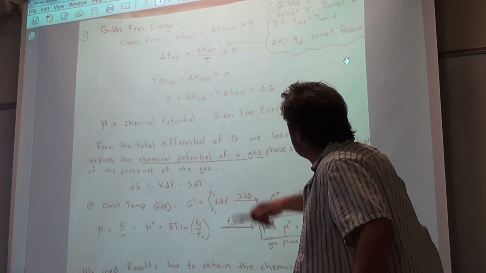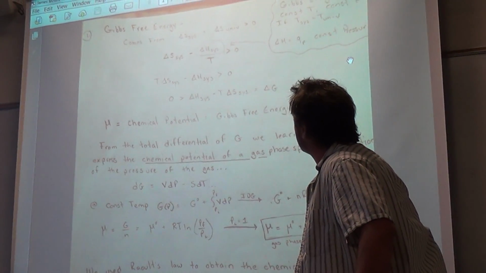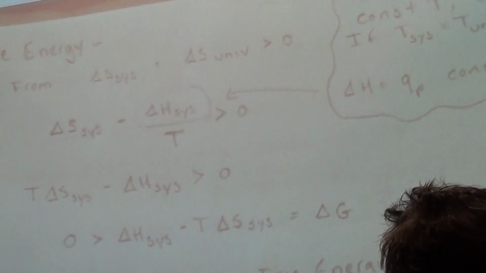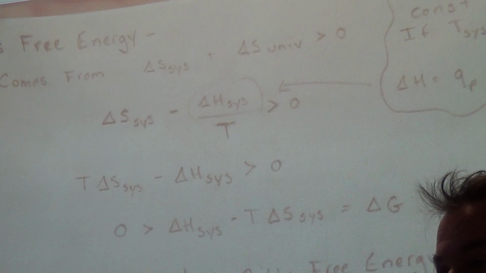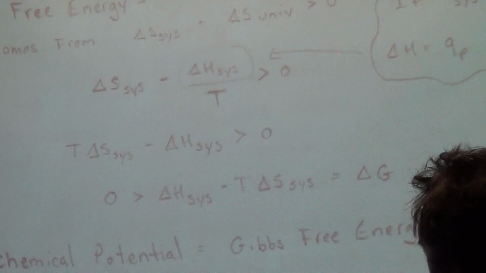And so we threw up an equation that said delta S of the system plus delta S of the universe, or sorry, that should have said surroundings as the universe. Delta S of the system plus delta S of the surroundings is greater than 0. So anything that happens spontaneously, the sum of the delta S's is going to be positive.